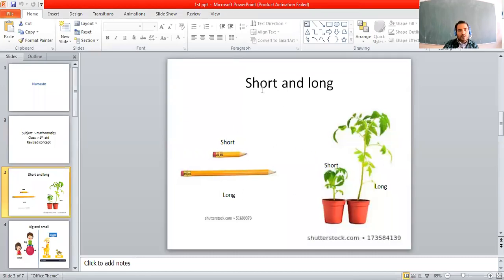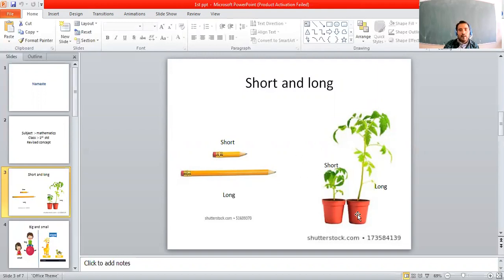So here, short and long. How do you spell short? S H O R T, short. And how do you spell long? L O N G. So we have to see the pictures. So look at that. It is a long pencil, it is a short pencil. So we have to observe the picture. So particular object we see that, yes, we have to easily identify the short and long. So now look at another picture.